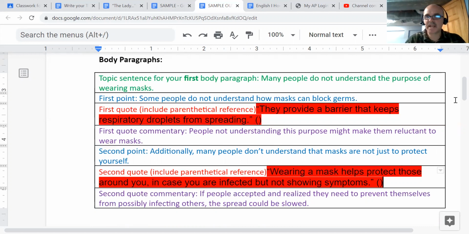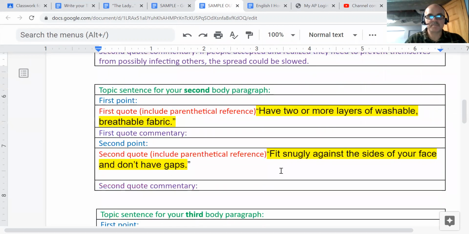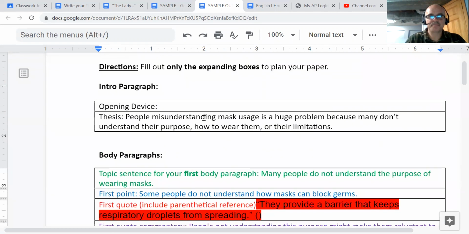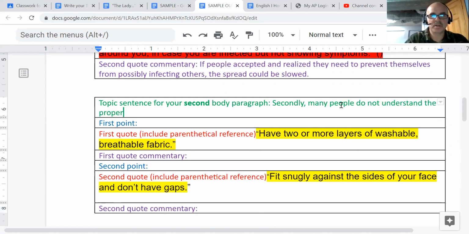Okay, so there's a body paragraph. Now you do the same thing. I'm not going to go through all it now because that would be kind of long and redundant. Do the same thing for this paragraph, right? Which will be about how to wear them, right? Let's just go ahead and put that topic sentence in. Maybe secondly, many people do not understand the proper way to wear masks. Okay, and then you would go through and do the rest of that for that paragraph.